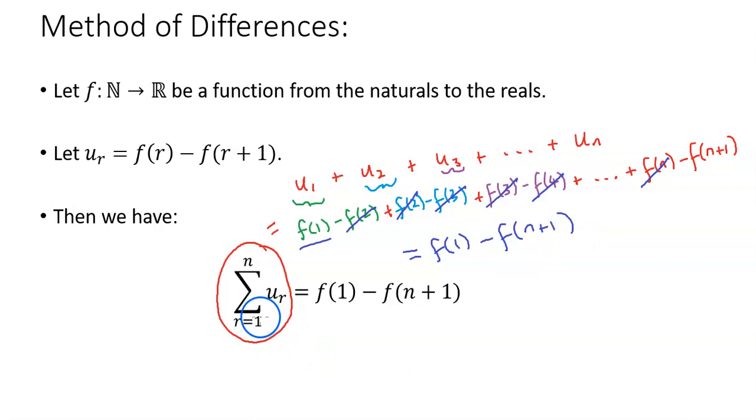So if you have some series, the sum from r equals 1 to n of u_r, and you can write each of the u_r terms in this form for some function f from the naturals to the reals, then it's very quick to sum that series.